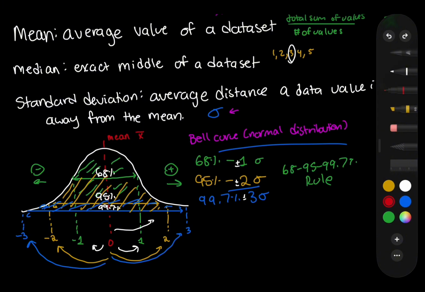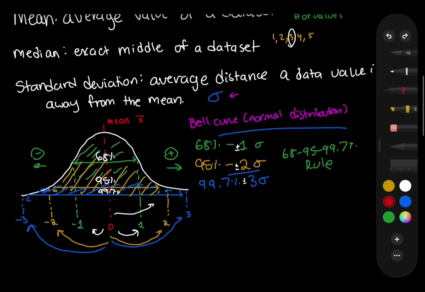Now, there is a rule that you need to remember. Well, not always remember, because in the regions you do see the numbers, right? But you should still keep it in mind. The 68, 95, and 99.7% rule. What this means is that 68% of the data value falls under 1 standard deviation, 95% of the data falls under 2 standard deviations, and 99.7% of the value falls under 3 standard deviations.